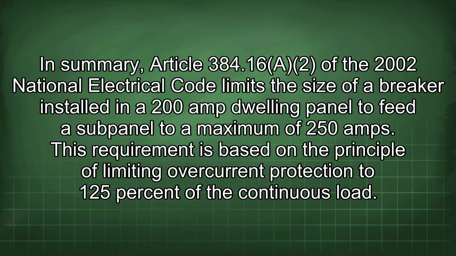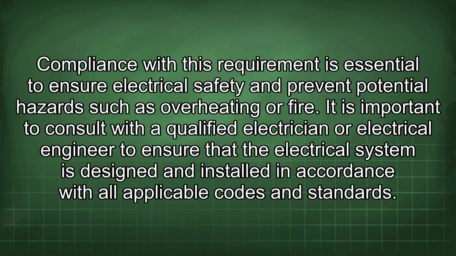In summary, Article 384.16(A) of the 2002 National Electrical Code limits the size of a breaker installed in a 200 amp dwelling panel to feed a subpanel to a maximum of 250 amps. This requirement is based on the principle of limiting overcurrent protection to 125% of the continuous load. Compliance with this requirement is essential to ensure electrical safety and prevent potential hazards such as overheating or fire.